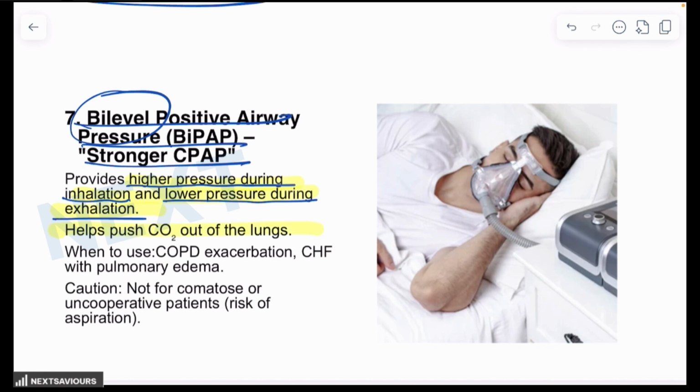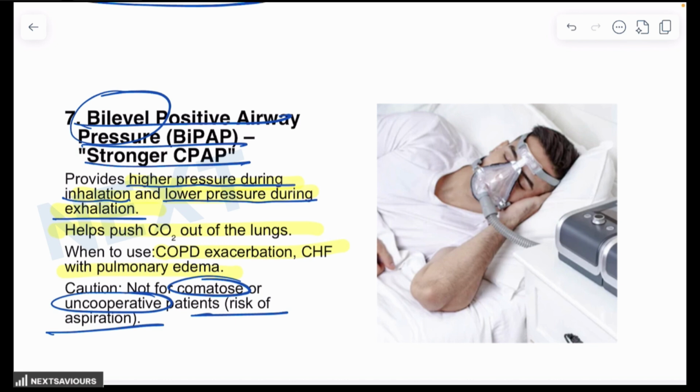So it is to be used in case of COPD exacerbation, congestive heart failure with pulmonary edema. Now these are the examples. Now one important caution, one important contraindication with these is because it is tubeless, you are not preventing anything from getting aspirated. So it is not used for a comatose patient or uncooperative patient because the risk of aspiration is higher. In those cases, endotracheal tube intubation is required, or mechanical ventilation by endotracheal tube ventilation is required.